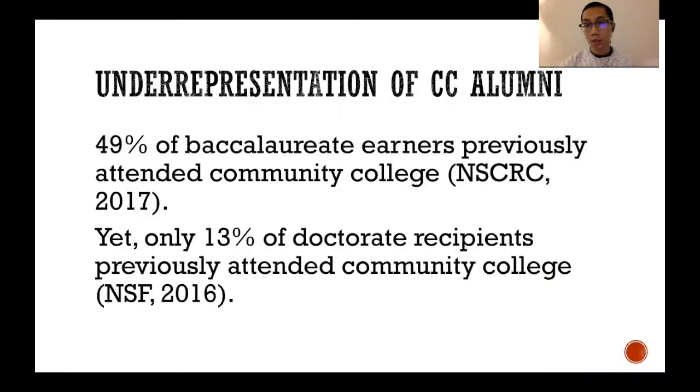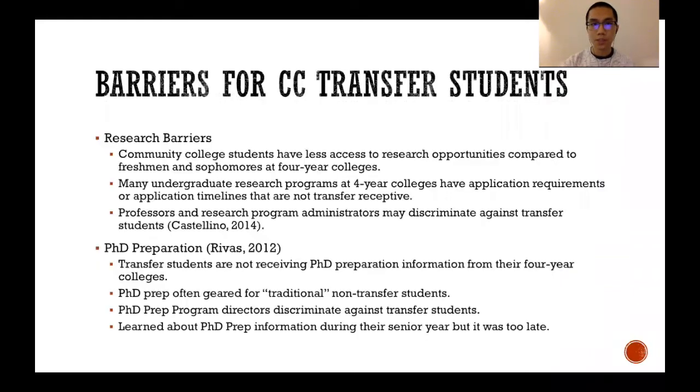First, I want to talk about the motivations for starting this program. The research suggests that community college alumni are underrepresented within the PhD student body, within PhD recipients, and as a consequence, within the professoriate. This research database states that 49% of baccalaureate earners previously attended community college, yet only 13% of doctorate recipients previously attended community college. So we see a huge drop-off, right? So why might that be?